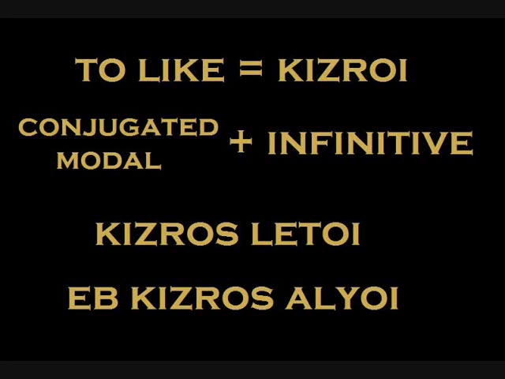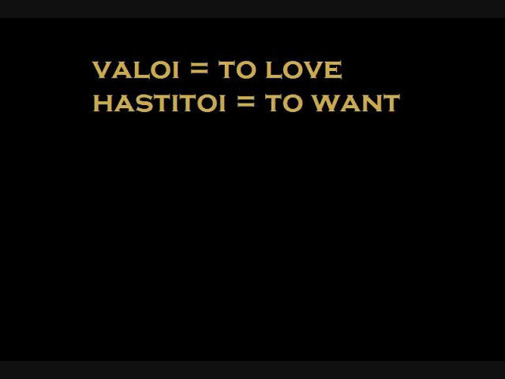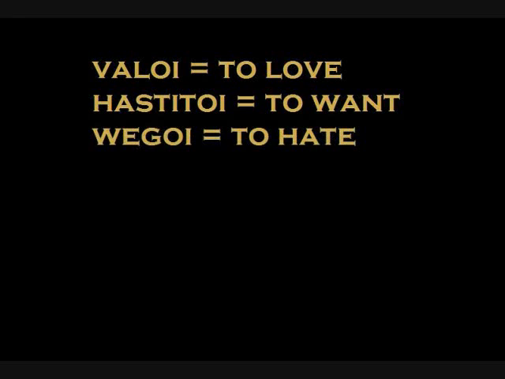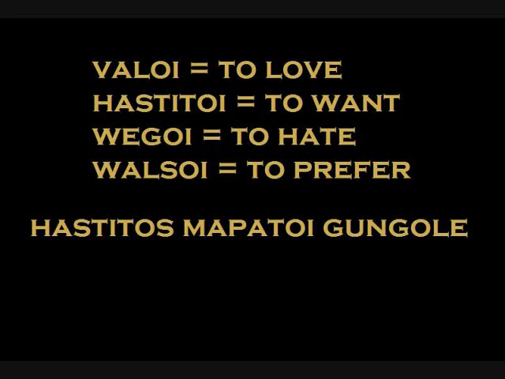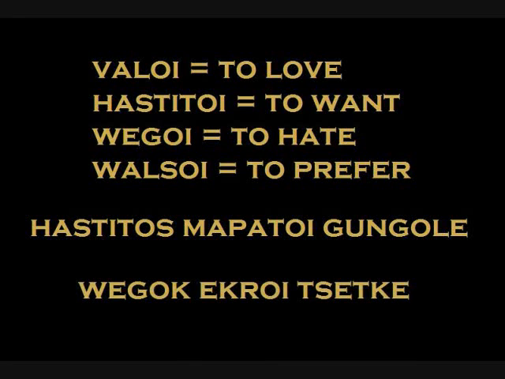Here are the most common ones. Valoi, to love. Hastitoi, to want. Wegoi, to hate. And Walsoi, to prefer. So for example, to say, I want to throw rocks, you'd say, Hastitos mapatoi gungole. Or to say, he hates to eat apples, you'd say, Wegog ekroi zetke.